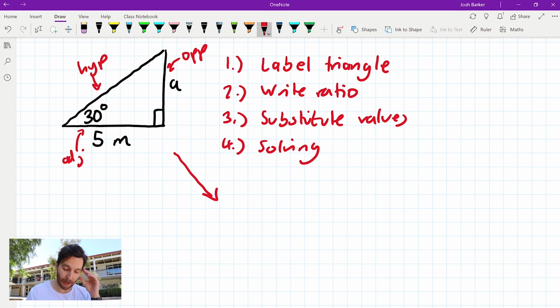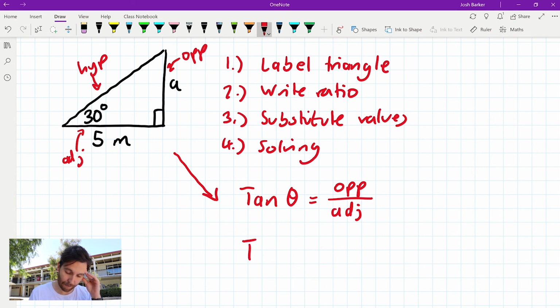So there's 2 bits of information we've been given. If I start by writing out my equation, tan of the angle is opposite over adjacent. So that's steps 1 and 2. Step 3 is to fill in what we know from the diagram. So tan of the angle, 30 degrees. So tan of 30 is equal to the length of the opposite, which we don't know, that's given as A in the diagram, divided by the length of the adjacent.